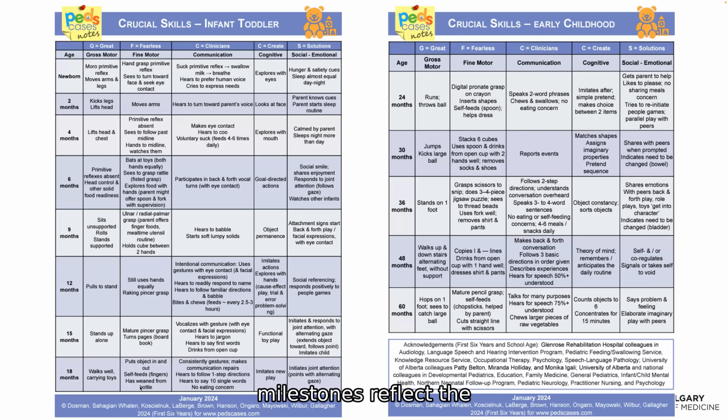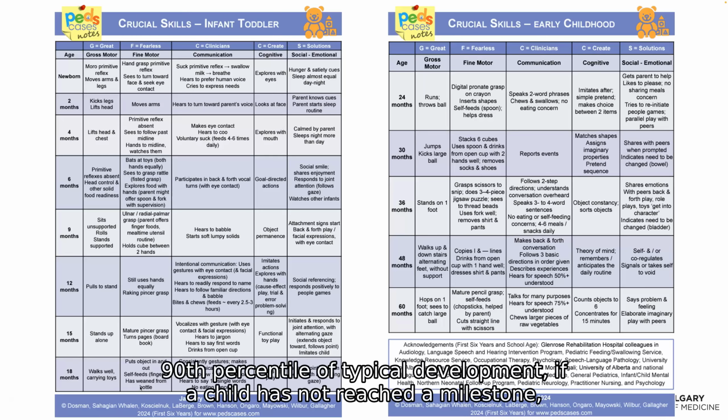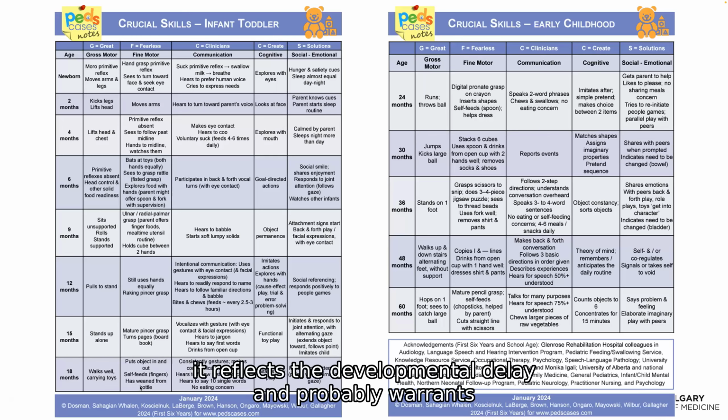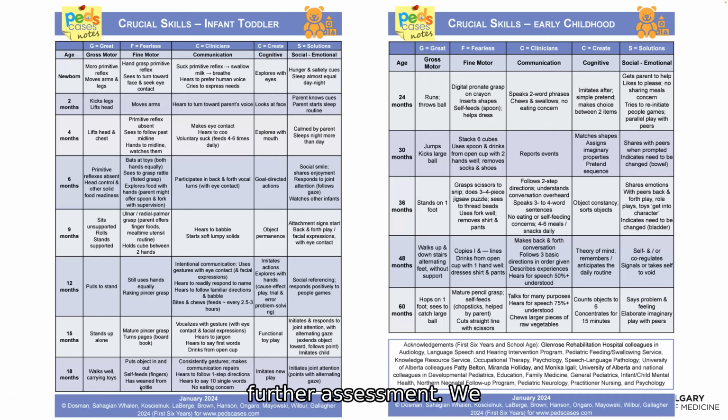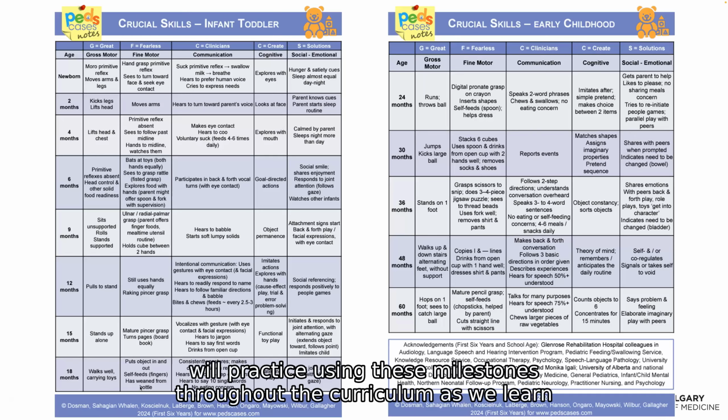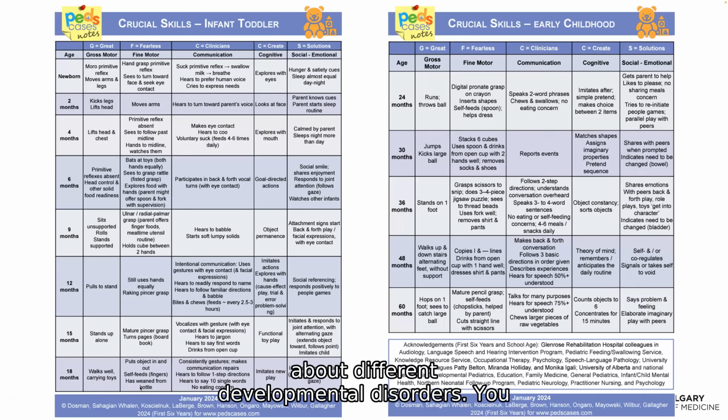Because these milestones reflect the 90th percentile of typical development, if a child has not reached a milestone, it reflects a developmental delay and probably warrants further assessment. We will practice using these milestones throughout the curriculum as we learn about different developmental disorders. You can also practice them in this week's cards.